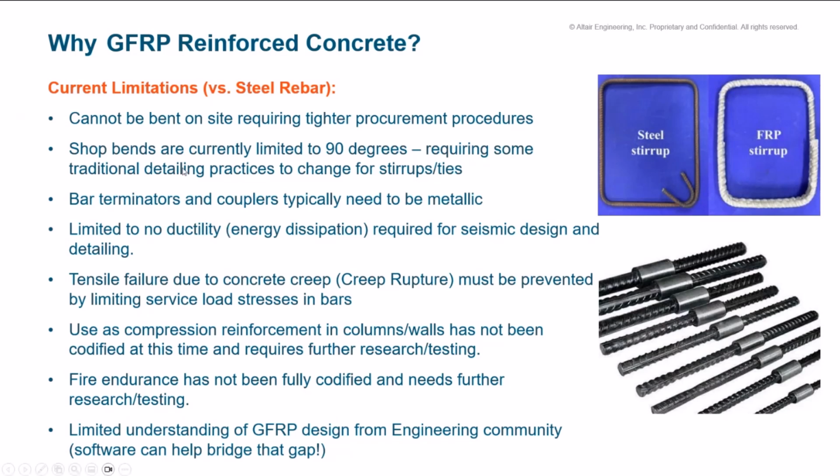There are also limitations right now to the bend geometry. It's limited to 90 degrees, so that may require some slight changes to the detailing practices for reinforcing elements that have bends, like stirrups in beams or ties in columns. There are also limitations on couplers right now, because of the material, and bar terminators still have to be metallic at this point.